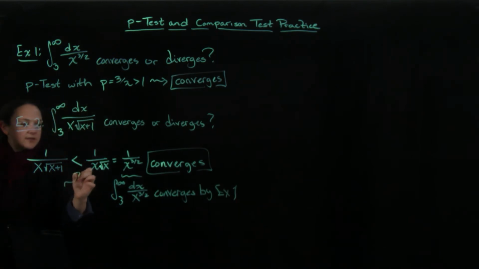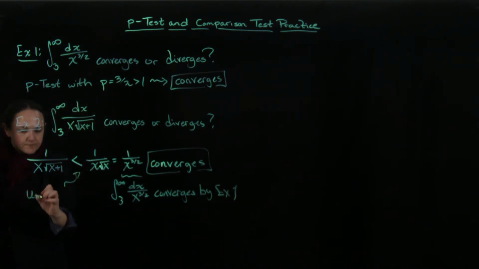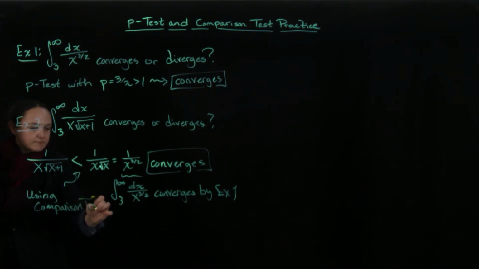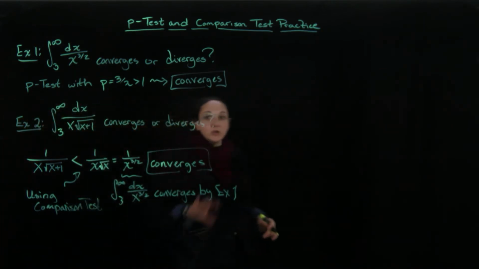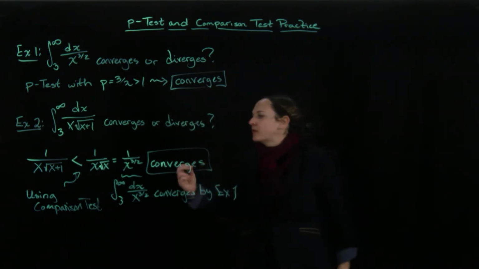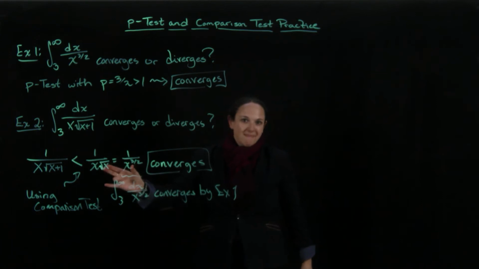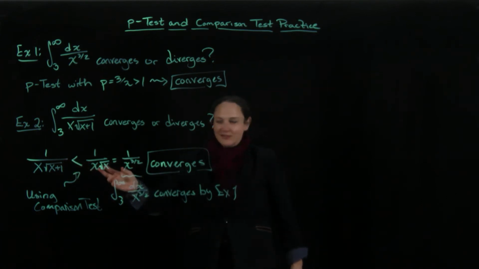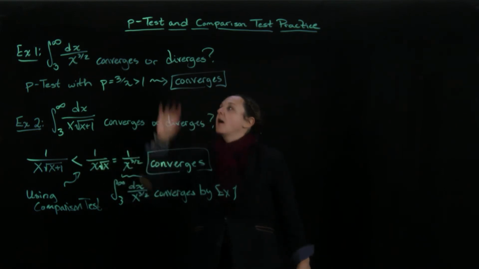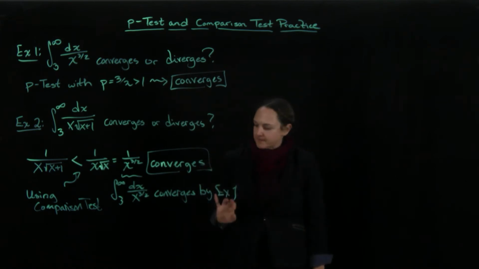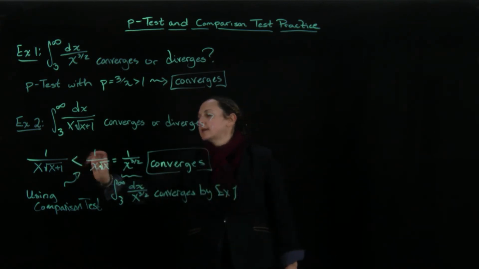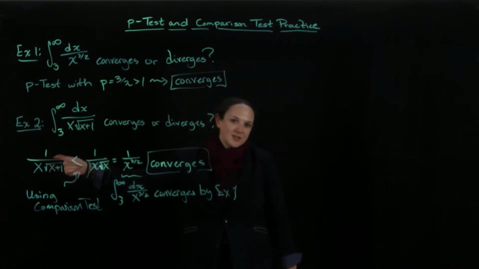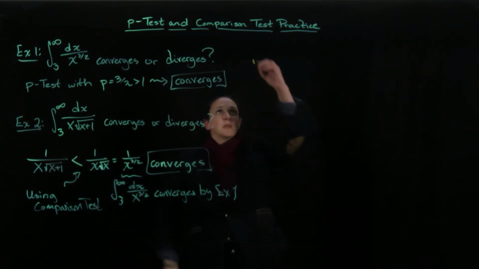So we can use the comparison test, and we can see that this one converges using the previous one, and the fact that this is smaller than the previous one for all x values in our interval. That allows us to use the comparison test because we know the previous one converges by example 1. I hope that makes some sense. The other tricky part is to realize that the bottom here is bigger, and when the bottom is bigger, the whole thing is smaller.